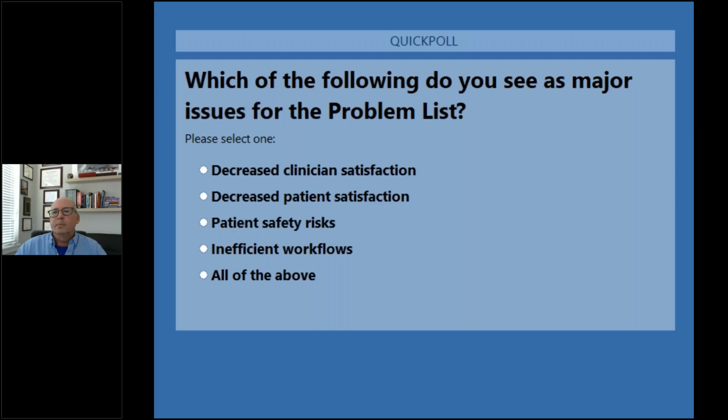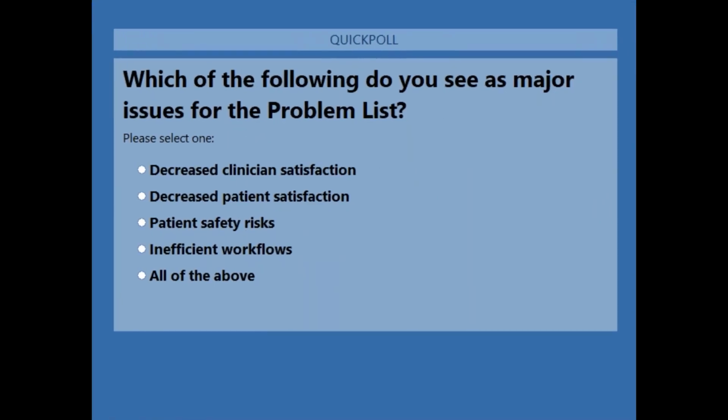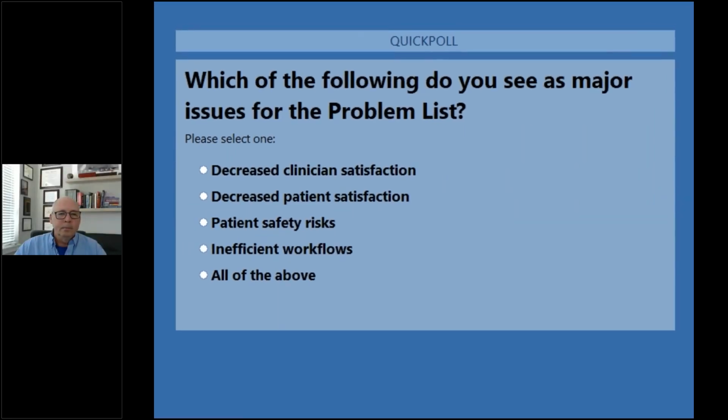Thanks, Jim. All right, so which of the following do you see as a major issue for the problem list? Decreased clinician satisfaction, decreased patient satisfaction, patient safety risks, inefficient workflows, or all of the above? I'll give it a few seconds while everyone answers. All right. That's a close out. So Jim, it looks like a majority of people say that it is all of the above.